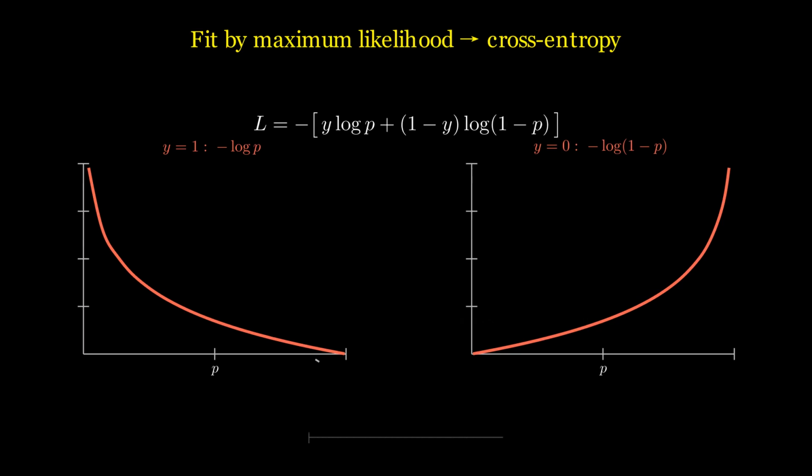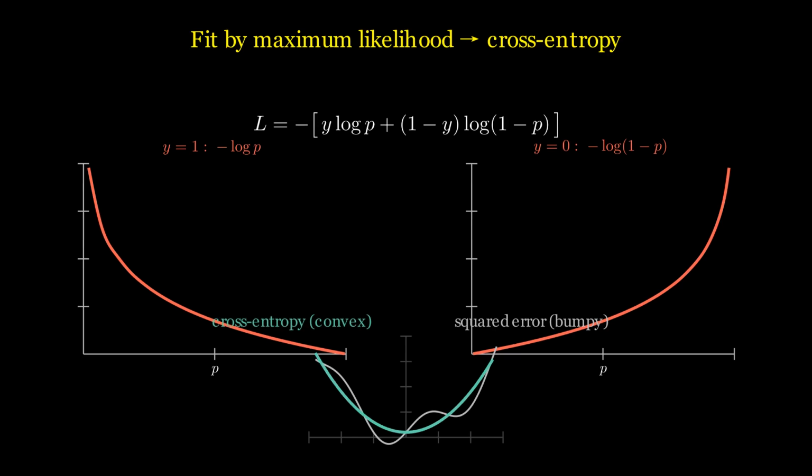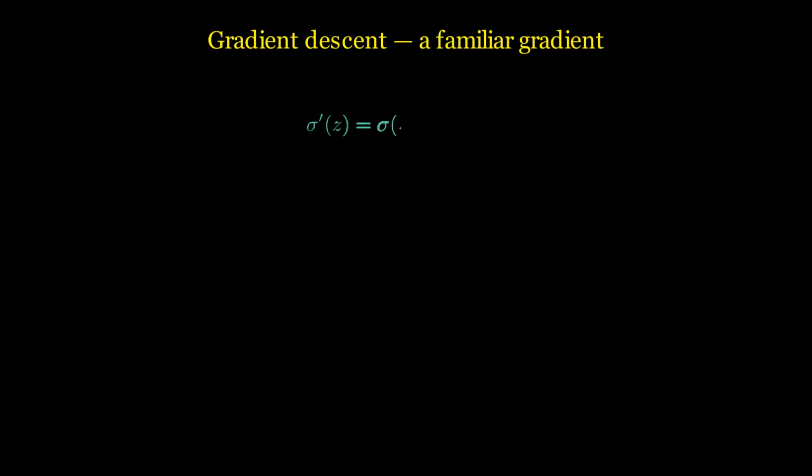And unlike squared error on a sigmoid, this log loss is convex, a single bowl, so gradient descent can't get stuck. That's the whole reason we switch losses. There's no neat closed-form formula like there was for the straight line fit, so we roll downhill instead with gradient descent. And here's the payoff for pairing cross-entropy with the sigmoid.